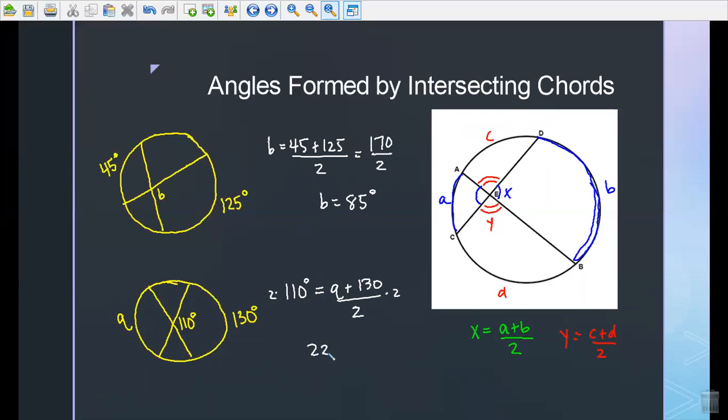So we get 220 equals Q plus 130, and then I can subtract the 130, and we get 90 equals Q. Trying to do it in my head, struggling. All right, so Q equals 90.